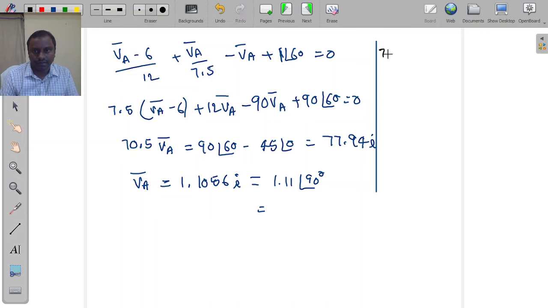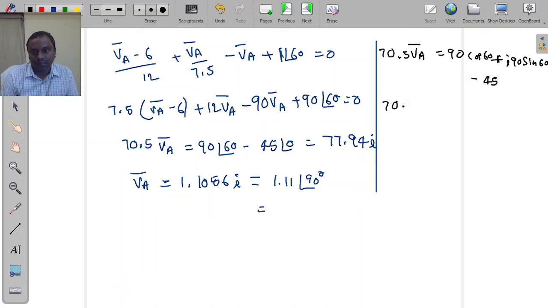Look at 70.5 VA equal to 90 angle theta 60 degrees, cos 60 plus j sin 60 you have to write. So 90 into cos 60 plus j into 90 into sin 60, again minus 45 degrees angle 0.